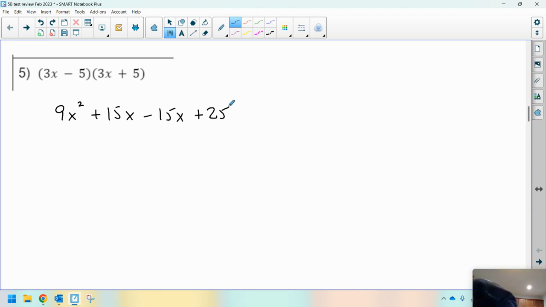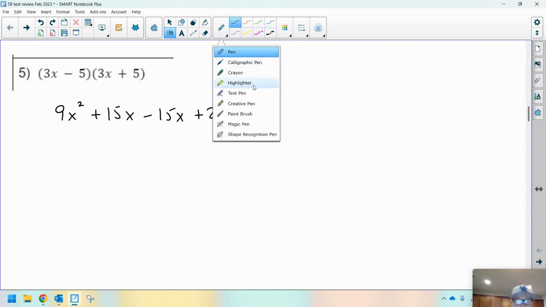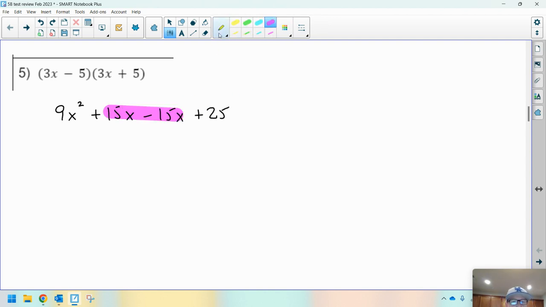All right. So if you notice in the middle here, when we combine like terms, -15 plus 15, those are going to be 0. 0 is going to cancel out. So they are gone. We don't need them. So we have 9x squared plus 25 is going to be the final answer there.